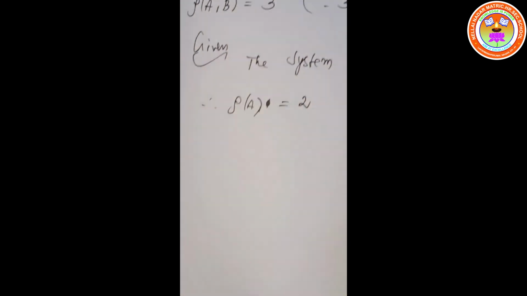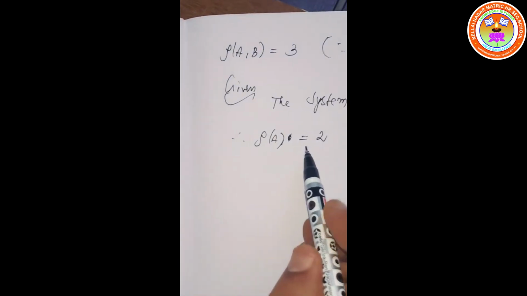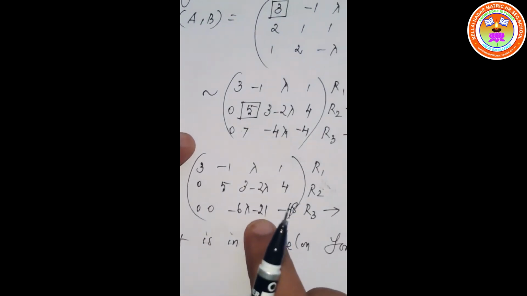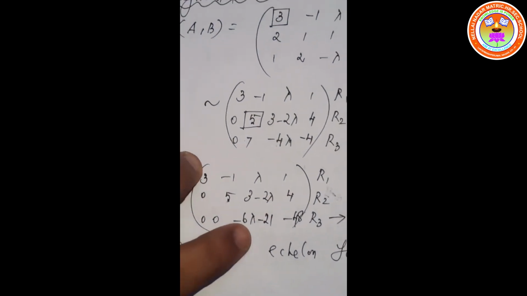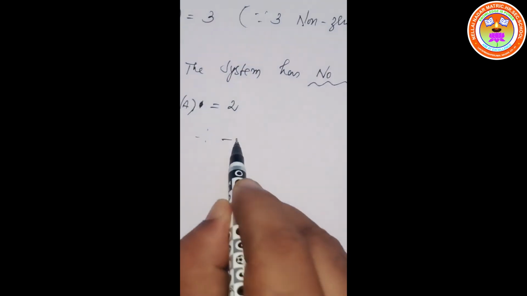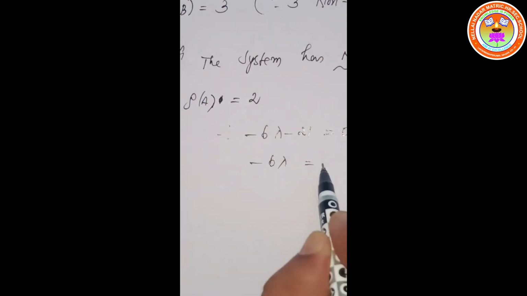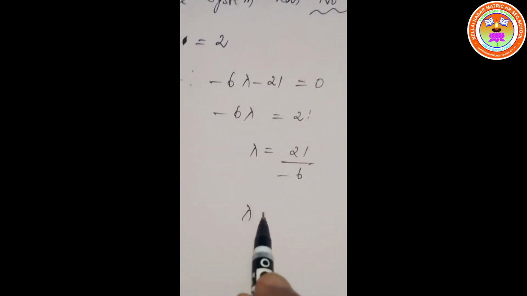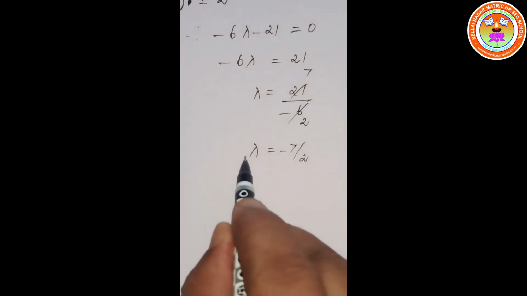So therefore the rank of A should be 2. What's the reason? No unique solution means rank of A comma B and the rank of A are not equal, right? If rank of A equals 2, definitely this portion, particularly minus 6 lambda minus 21, has to be 0, then only can we get the rank of A as 2. So minus 6 lambda minus 21 has to be 0. So minus 6 lambda is equal to 21, lambda is equal to 21 by minus 6, and dividing by 3, 2 times 7 times, what's the answer? Minus 7 by 2.